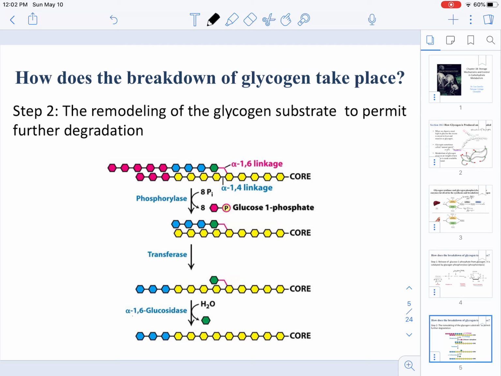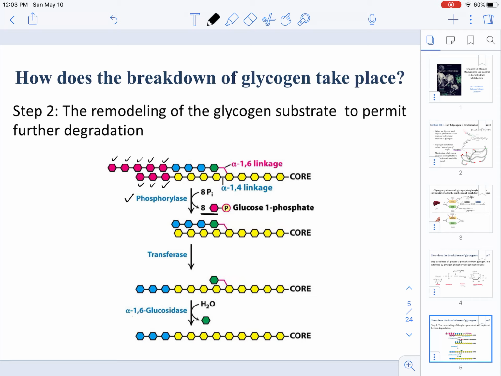On step 2, in the breakdown of glycogen, we're going to be remodeling that glycogen substrate to permit further degradation. So step 1, which is the use of the phosphorylase, is going to happen to about 8 glucose molecules. Remember that this is just representing a segment of glycogen. So as you can see, we're going to have 1, 2, 3, 4, 5, 6, 7, 8 glucose being removed specifically from a specific branch in the core of our glycogen molecule.